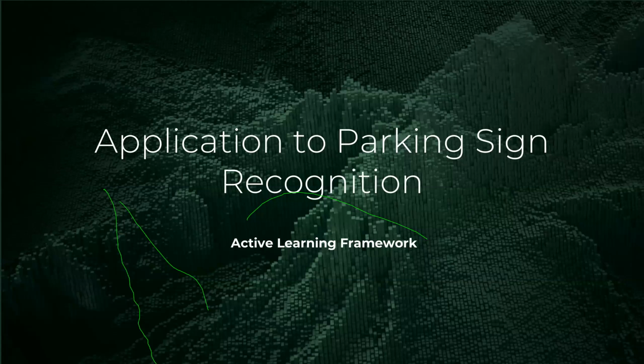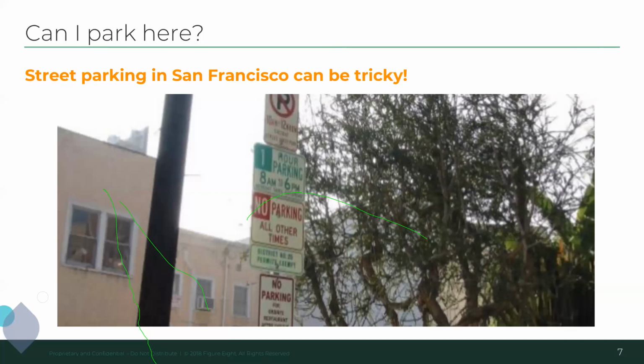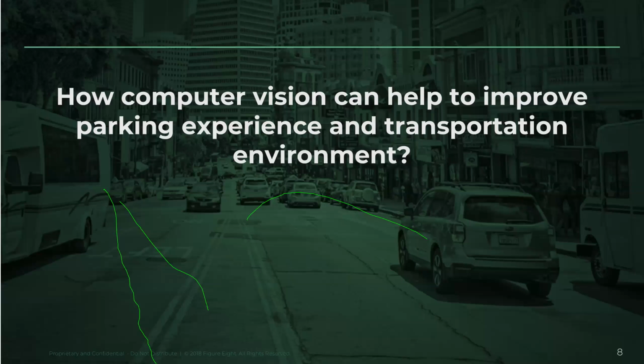Then I will apply my active learning framework to a problem called parking sign detection in a dense city. In a dense city, the biggest challenge is where I can park. On the streets, we can find a lot of parking spots, and it's very tricky to find the relevant information: the day, the time, and the rules. How can computer vision help to improve the parking experience and transportation environment?